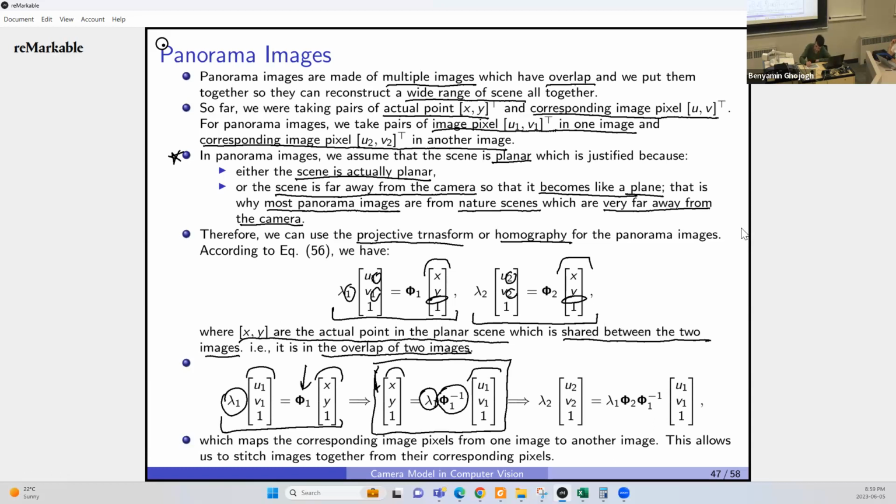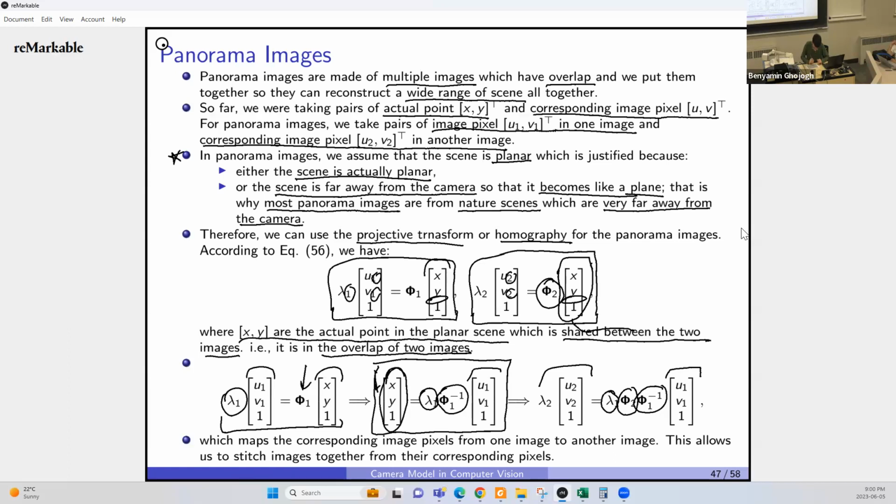Now I'm taking a look at the second image. I have lambda 2, u2, v2, 1. I have put it here. Rather than xy1, I replace it with what I found. So this is xy1, right? I replace xy1 by lambda 1, phi 1 inverse, u1, v1, 1. And phi 2 is from here. So far clear?